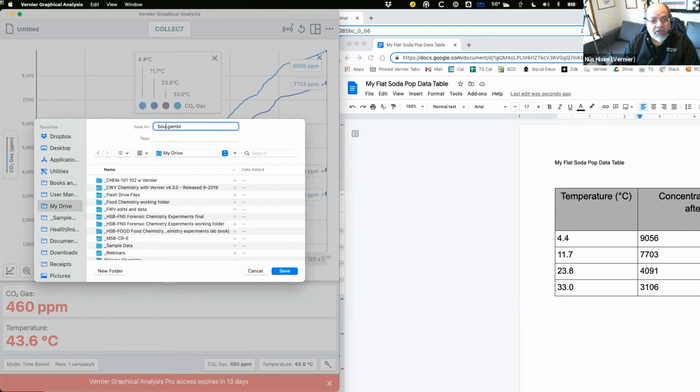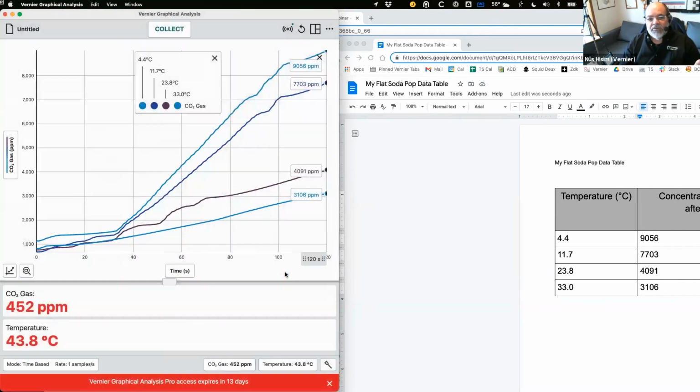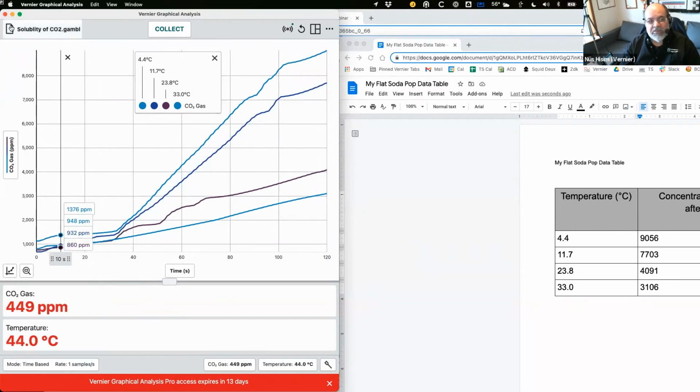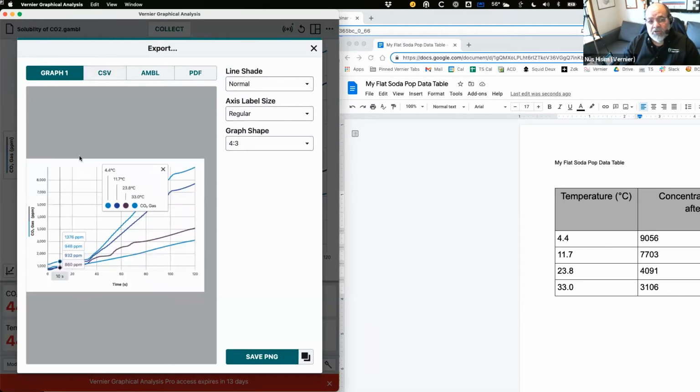Let's see, solubility of CO2. Okay, save it somewhere where it's going to be easy to get to. If the kids are going to make a report, in graphical analysis, they could take this graph, and you saw how it can turn on a legend and all kinds of things like that. And then the kids can export this as a PNG and use that in a lab report. So that kind of thing is something that a lot of teachers want to know how to do.